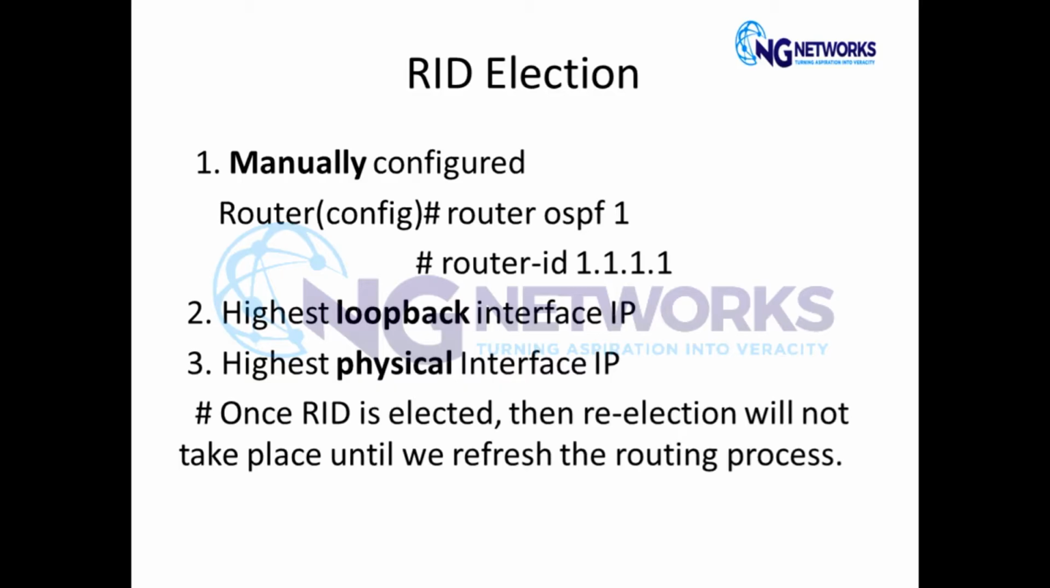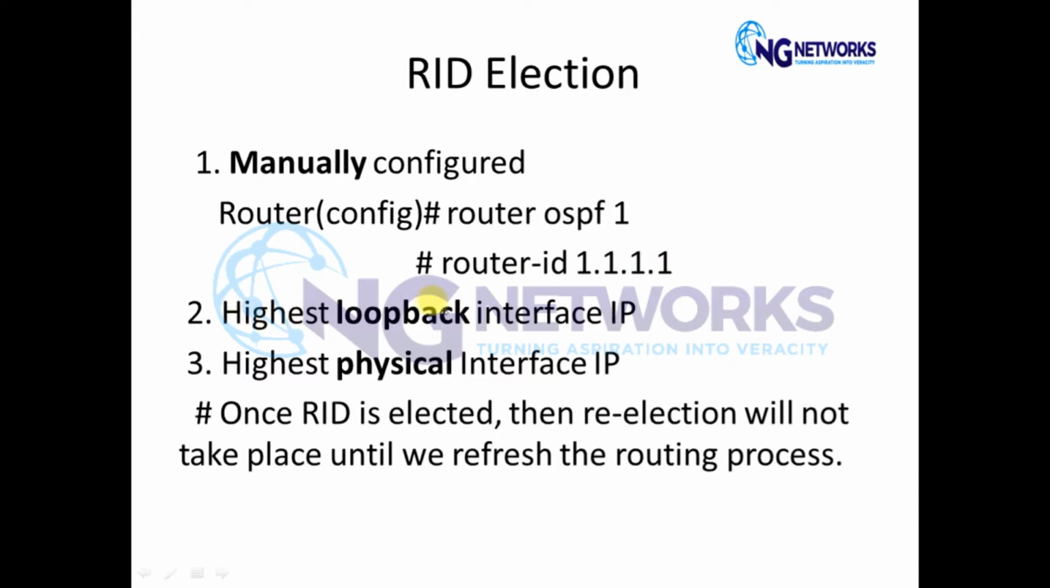The first criterion is that the highest preference is given to the manually configured router ID, and it's very simple to configure the router ID manually. You simply have to go to the routing process and run the command router ID and the ID which you want to select. And router ID is basically a 32-bit number, it looks like an IP address, okay.